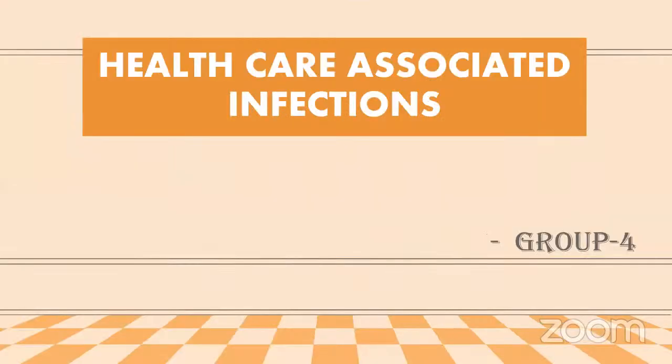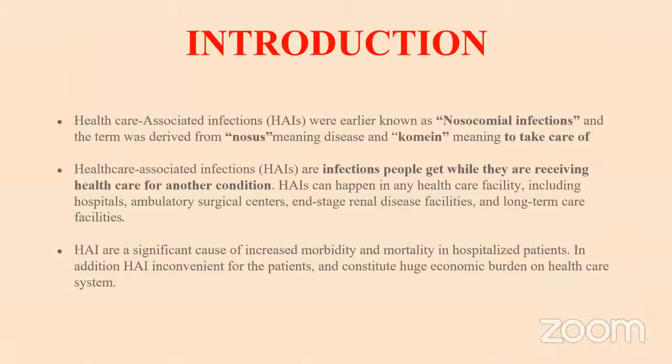Good afternoon, everyone. Our topic for this discussion is healthcare associated infections. Healthcare associated infections were earlier known as nosocomial infections, and the term is derived from nosus, meaning disease, and comere, meaning to take care of. Healthcare associated infections are infections people get while they are receiving healthcare for another condition. This can happen in any healthcare facility, including hospitals, ambulatory surgical centers, end-stage renal disease facilities, and long-term care facilities.